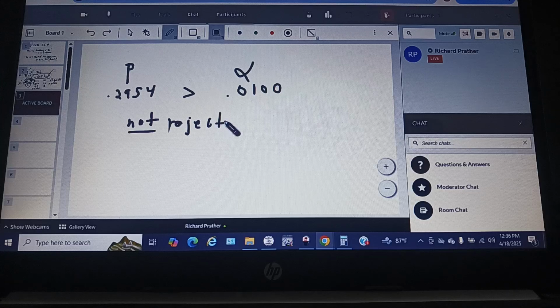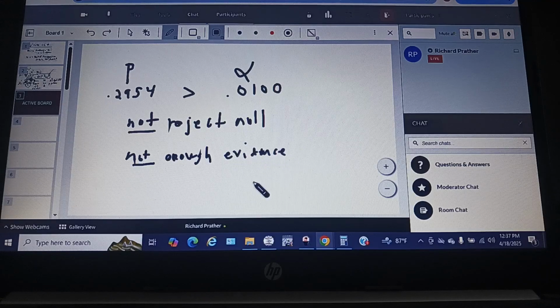The null said that they're all equal, and even though the weekend seemed a little lower, it was only a little lower. That wasn't a significantly lower amount on the weekends. So do not reject the null, and that means there's not enough evidence, or they like to say not sufficient evidence. And because the claim was in the null, then to reject the claim, I can't reject the claim. The claim said all births happen equally on different days, and I can't reject that.